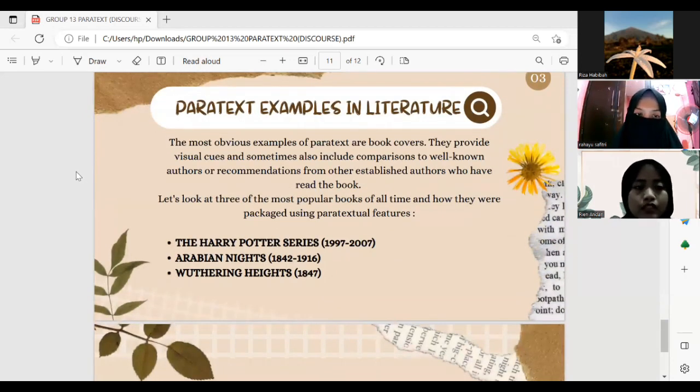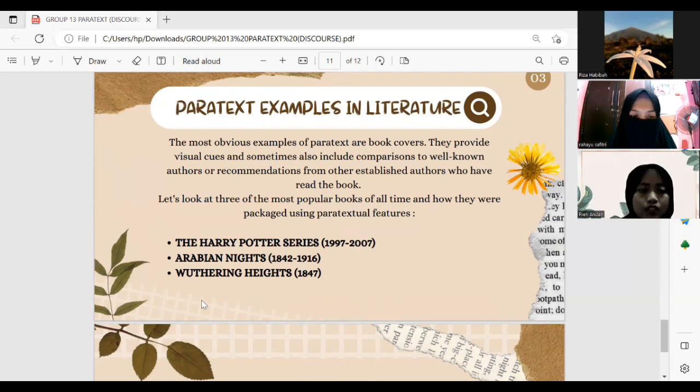The last one is about paratext examples in literature. The most obvious example of paratext is book covers. They provide visual cues and sometimes also include comparisons to well-known authors or recommendations from other established authors who have read the book. Here are some of the most popular books of all time and how they were packaged using paratextual features.